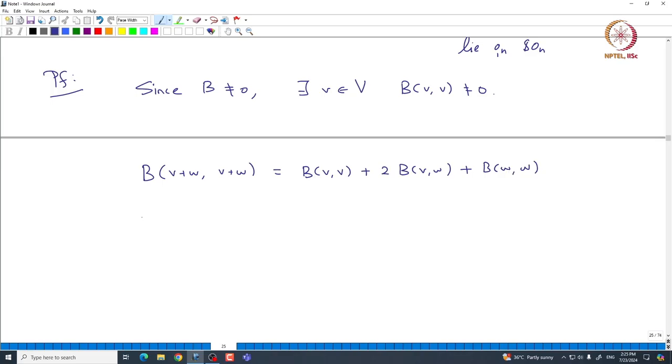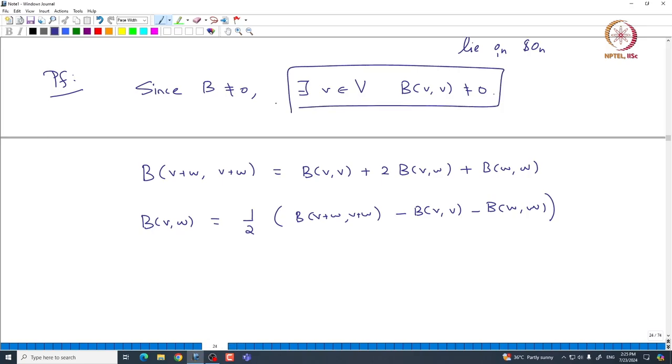So now this implies B(V,W) can be written as 1/2 times B(V+W, V+W) minus B(V,V) minus B(W,W). So that means if B(V,V) is 0 for all V, that implies B is 0. So that forces that there should exist at least one V such that this is not true.